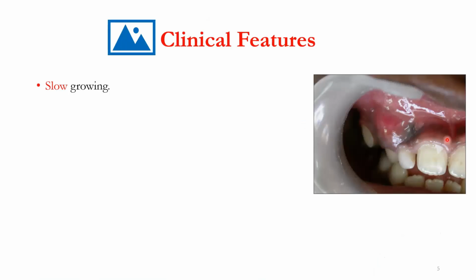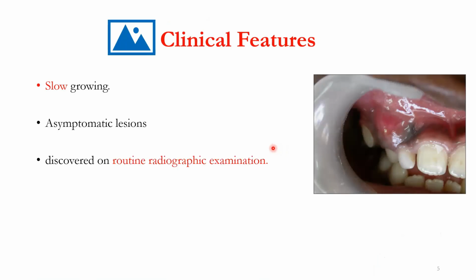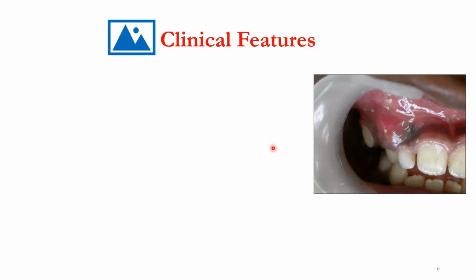Clinically, you can see that here the dentigerous cyst is associated with an impacted canine. It is very slow growing and usually asymptomatic. Normally, when you are taking a radiograph for some other lesion, you will discover that there is a cyst associated with the impacted tooth. Or maybe the patient will come and tell you that there is a tooth which has not erupted and ask you to check what's wrong. That's when you realize that there is an impaction of the tooth followed by a cyst associated with it.